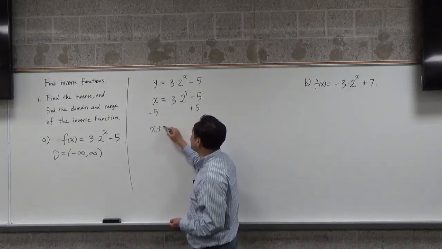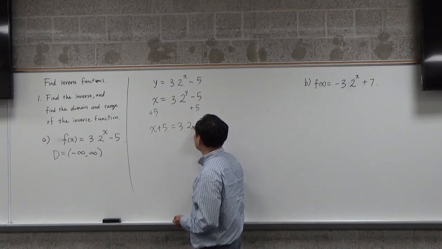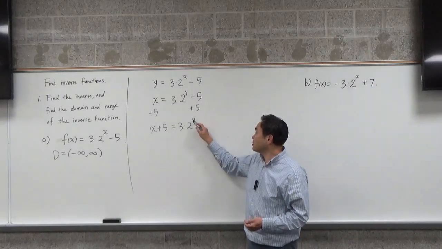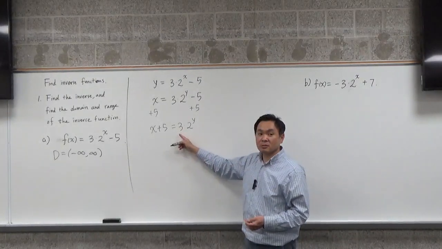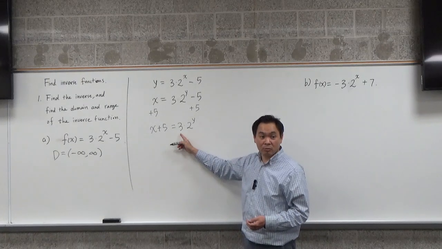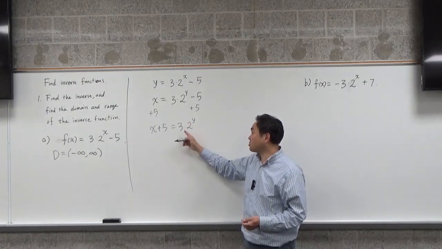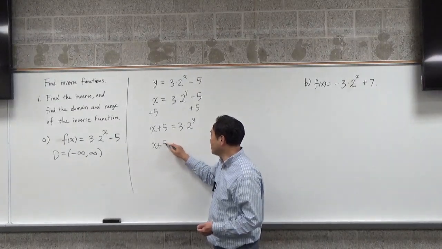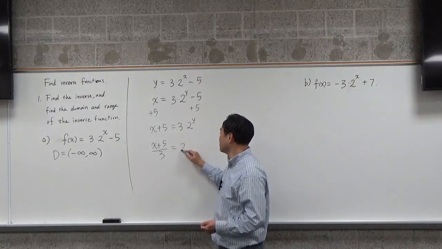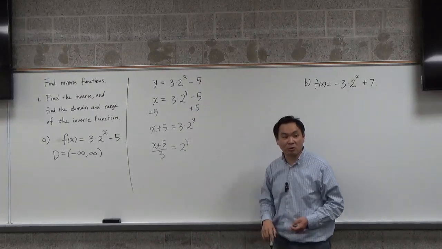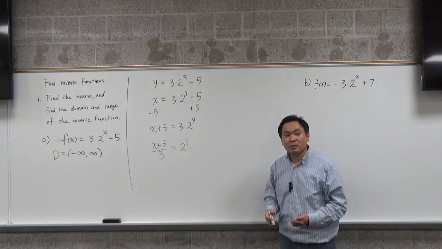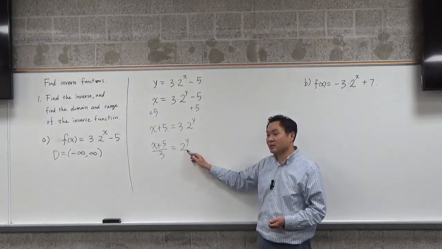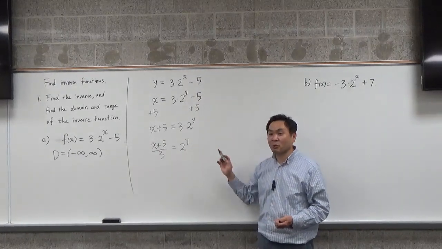That gives you x plus 5 equals 3 times 2 to the y. Now what should you do? You can divide the 3 out, right? 3 is multiplied to this thing, so you can divide by 3. So you divide both sides by 3. This is the end result because the 3 got canceled away. Now, how do you get rid of this 2? This is the last thing remaining. If you get rid of 2, then you have y isolated, right?